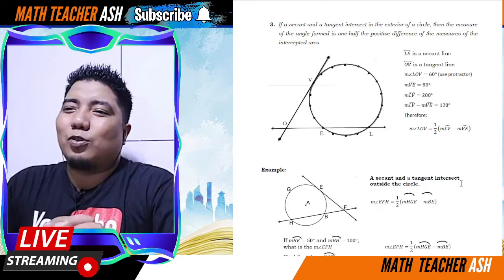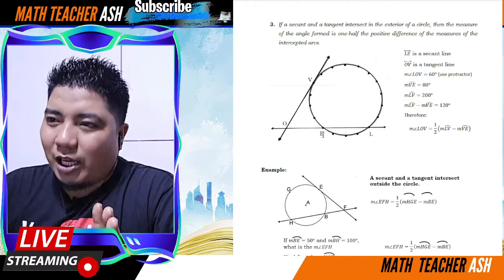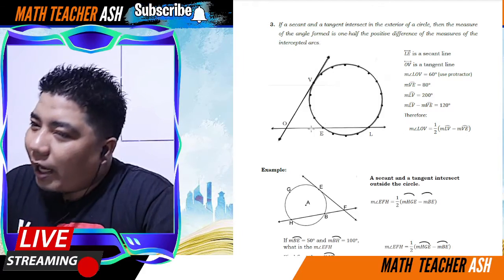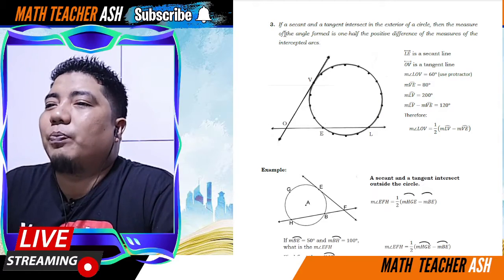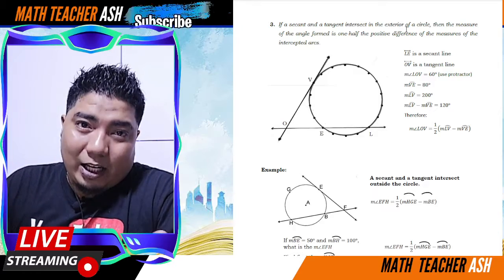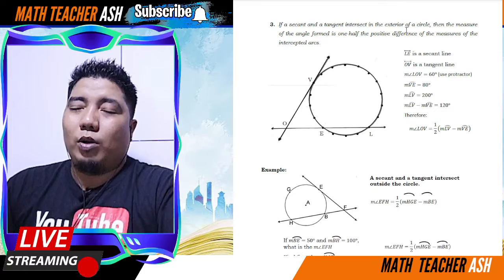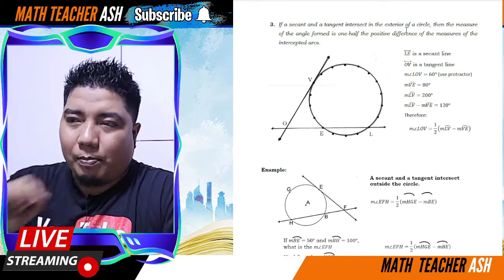So, now, let us go to number 3. What if yung isa ay tangent, yung isa naman ay secant? As you can see, isang beses lang sila tumama dito. Ito namang line na ito ay 2 beses. So, this is a secant and this is tangent. Now, if a secant and a tangent intersect in the exterior, ito pa rin ang idea. Pag sa exterior sila tumama, ganun pa rin ang rule. Ima-minus pa rin si bigger arc minus the smaller arc, divide by 2.